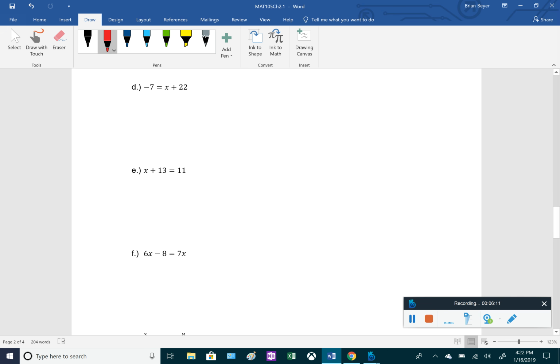Let's do several more here, get a little bit harder. So we have negative 7 equals x plus 22. To get x by itself, we need to subtract 22.